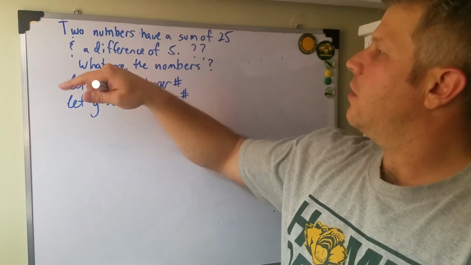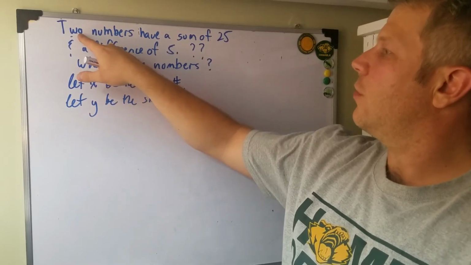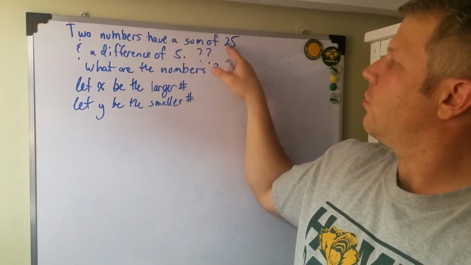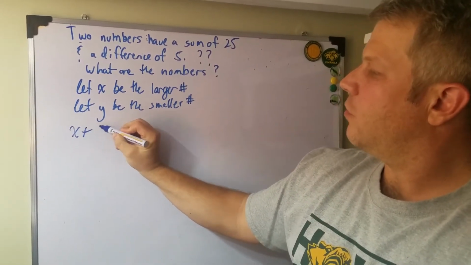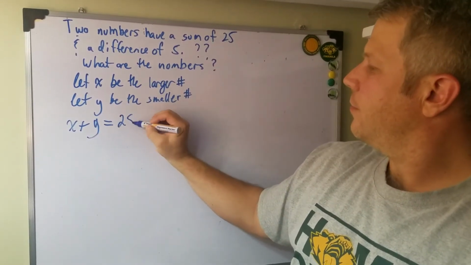Now let's go back to the problem and see if we can make equations with those variables. The two numbers, which we said are x and y, have a sum. They add up to 25. So our two numbers are x and y. So x plus y equals 25.